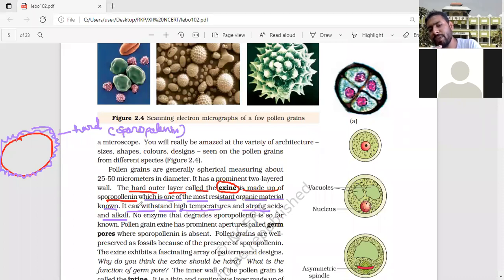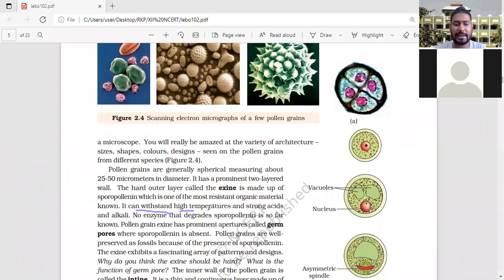Are you getting what I'm saying? So the pollen grain's outer layer is made up of the exine, and this exine is made up of the sporopollenin, a resistant organic material that can withstand high temperature and strong acids and alkali. Now, the sentence I told you: no enzyme that degrades the sporopollenin is known so far. Till now, unknown. The pollen grain's exine has a prominent aperture called the germpore.